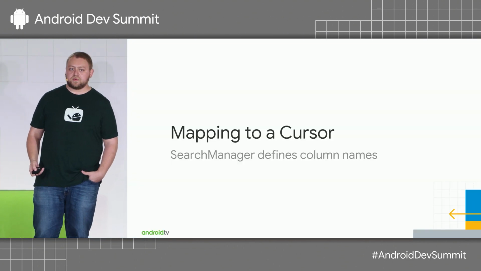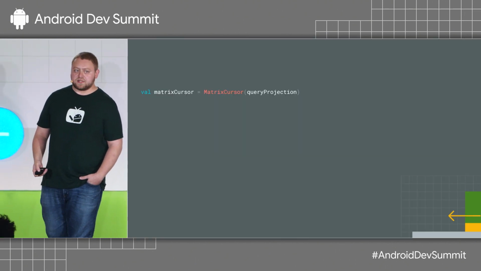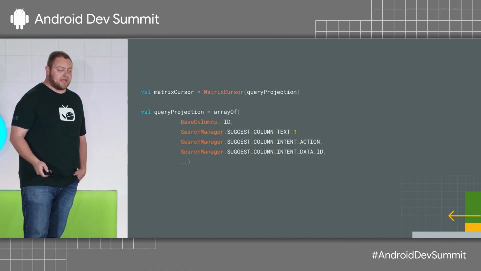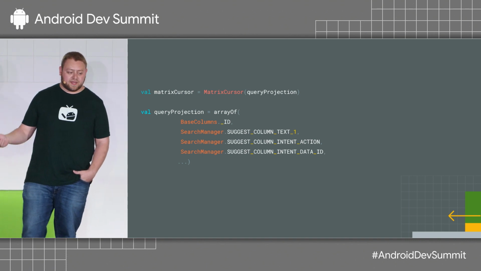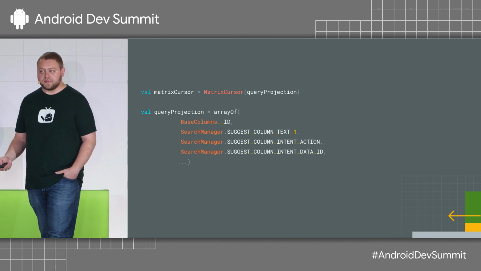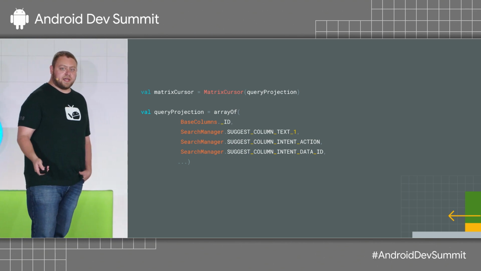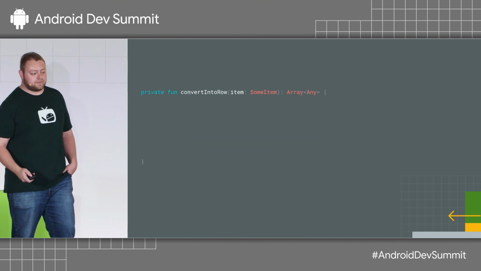So mapping, this is where the hard work happens. You have a matrix cursor, and it takes in a query projection. This query projection is going to have all of the columns defined that match the search manager. So here we have suggest column text 1, typically the title of the content, an action, a data ID. The ID is what's unique to your content inside the app.